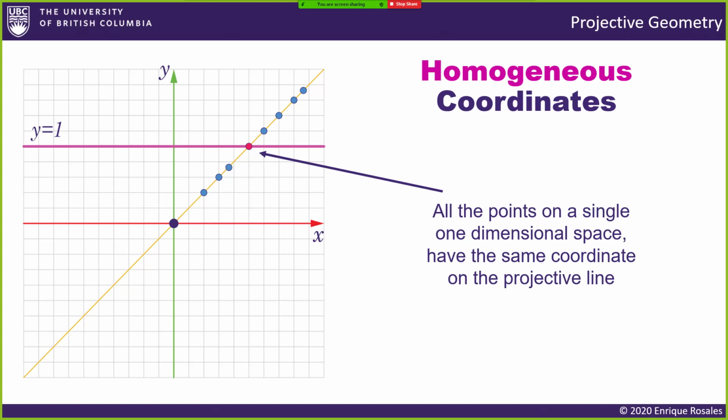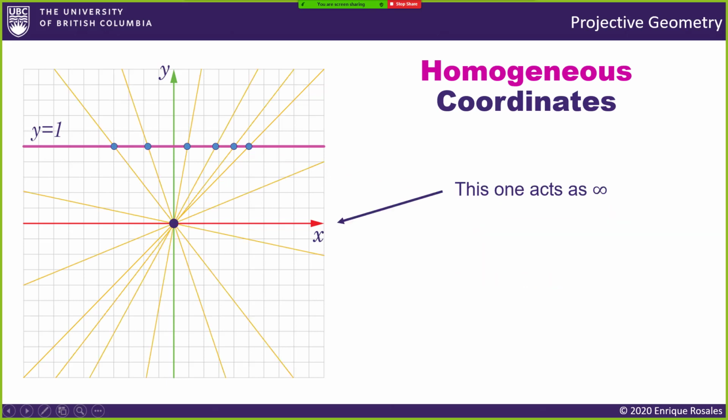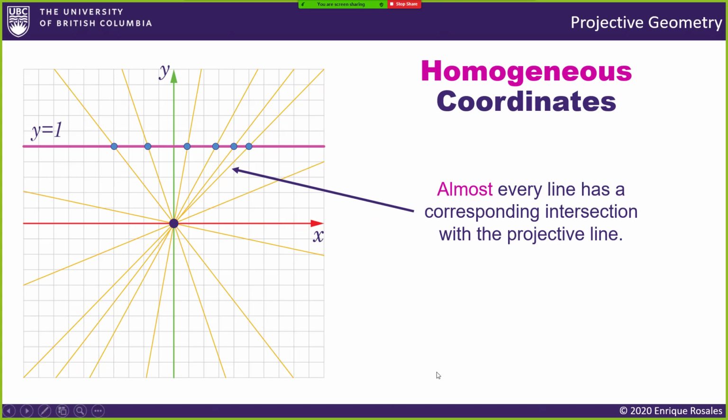So someone is saying, could you repeat what you say about the projective line and the 1D subspace? And Poe is asking, could you explain all the points have the same coordinate again? Yes, okay. So let me come back. Okay, so let's see this first.